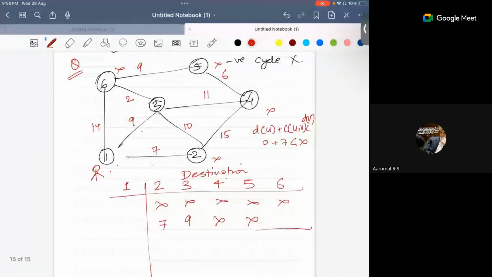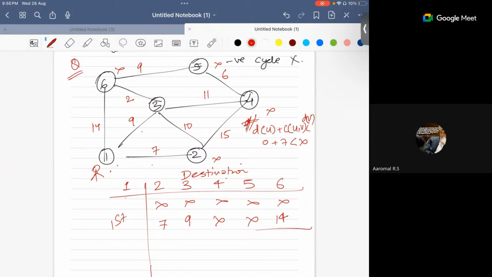1 to 6, 0 plus 14 is less than infinite, right? So that's why 14, first iteration. Is it clear to everyone what we are doing in the Dijkstra algorithm? We just keep on doing the same pseudocode that we have done: u plus c(u,v) less than d(v), then update the value of d(v). That's it. This you have to keep on doing. Is it clear to everyone?